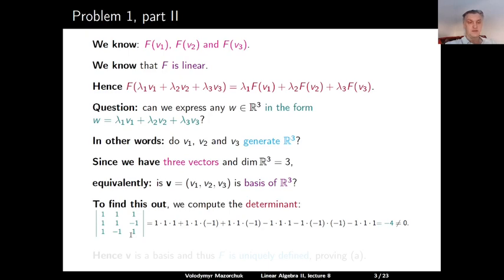And it follows that V is indeed a basis of R3, and therefore F is uniquely defined, because it means that every element in R3 can be uniquely written as a linear combination of V1, V2, and V3. And from the above, we have a unique value of F at such a linear combination. So this proves part A of our problem.